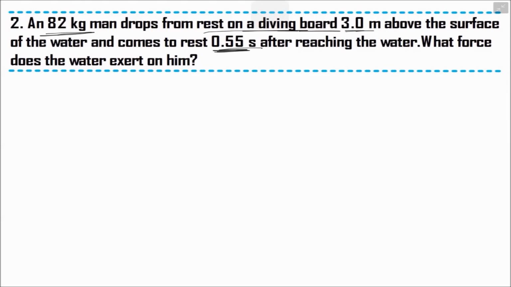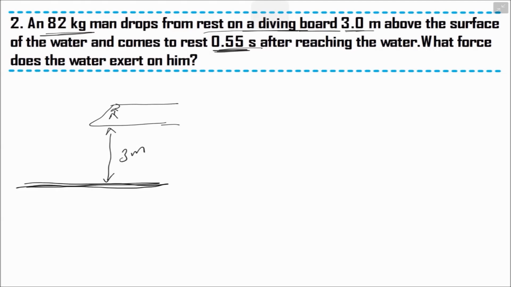So here it's asking reaction force, and if we have a diving board like this, for example, and this is the level of the water, and this is the height of the diving board, which is 3 meters, and this is the guy here, and he jumps from here down. So in this question we have two cases, two parts. One part is in the air, the other part is in water.